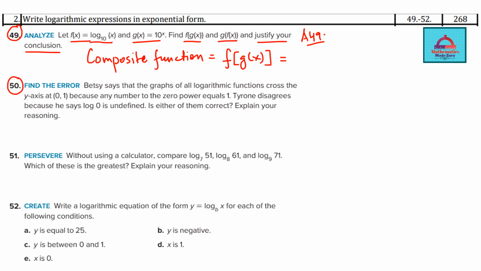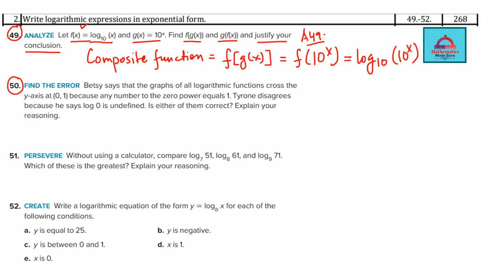So I'm going to be doing the same, f of g(x). So I'm replacing g(x) here, and then I go to function f(x). It is already given, and I'll plug in instead of x this value of 10 to the power x. So now I'm going to be doing that. So log 10, and instead of this x, what I'm writing is 10 to the power x. Okay, so this is how you calculate composite.